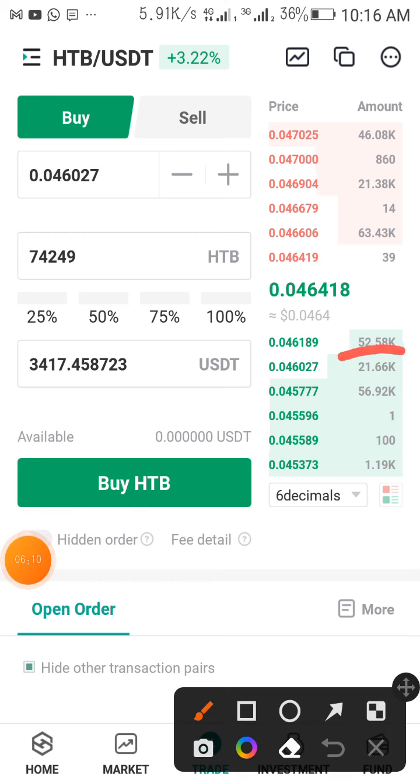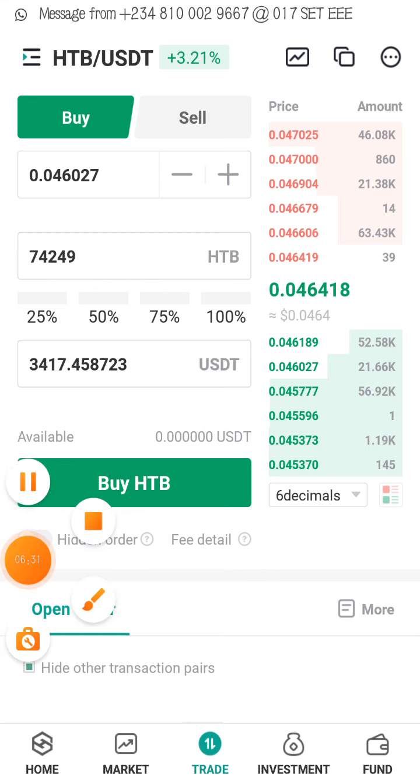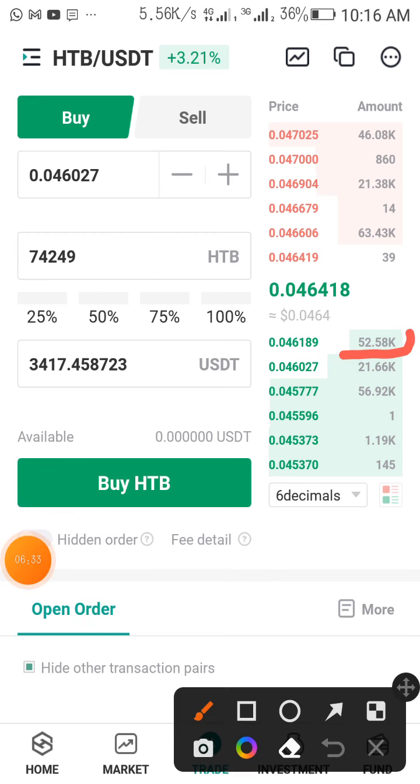These guys are buyers over here. He wants to buy 52.58k. That's 52,000, 50,000.58. That is the amount of HTB you want to buy the token. This is the amount he wants to buy.